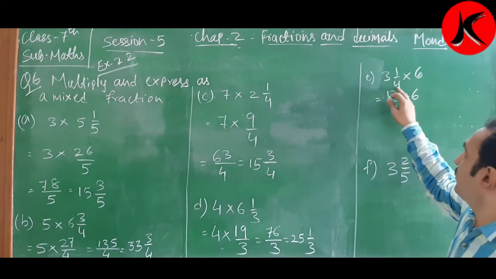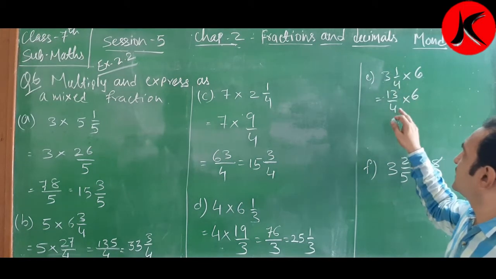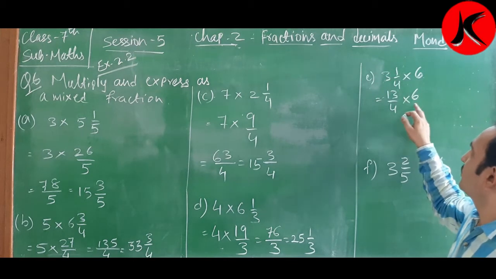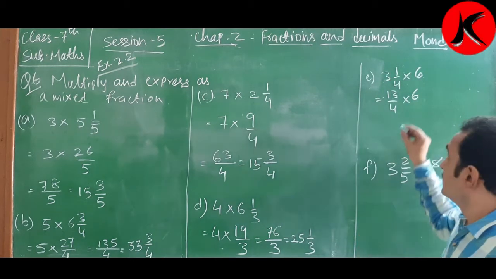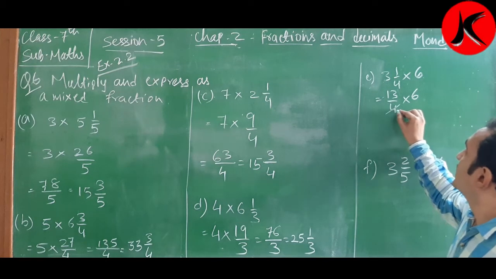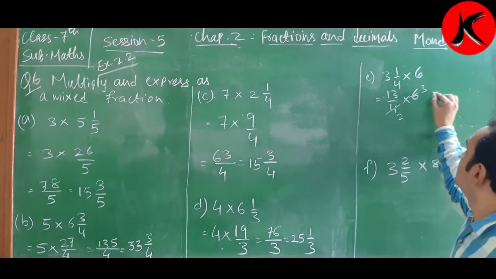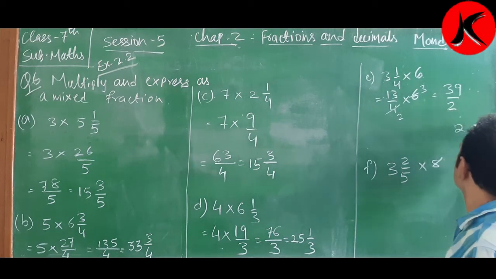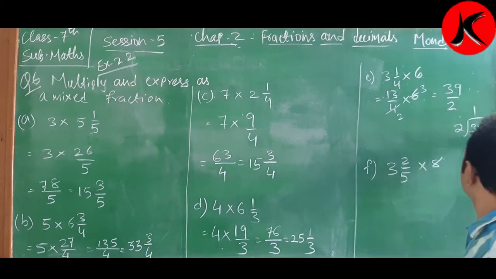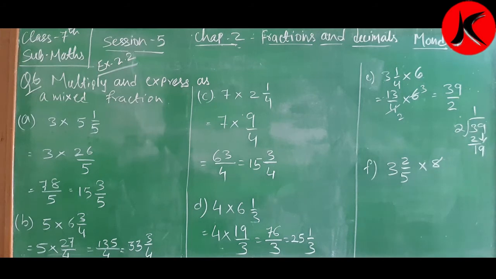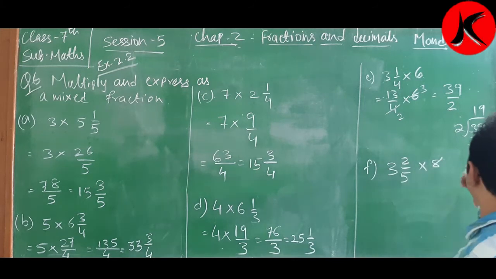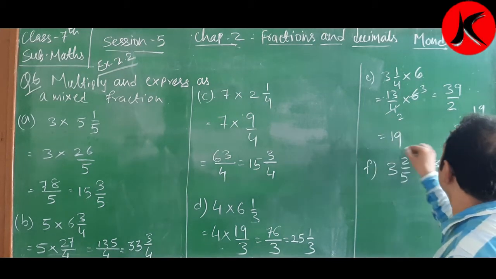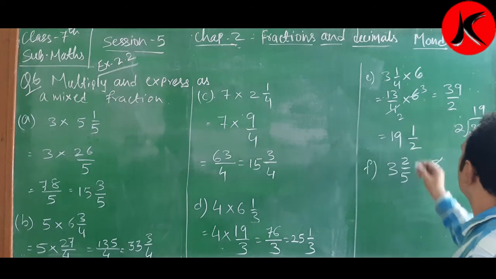In the same way this one, 3 integer 1 upon 4 multiplied by 6. 3 4s are 12, 12 plus 1 is 13 upon 4 multiplied by 6. Cancellation possible as well. 2 2s are 4, 2 3s are 6. Okay, 13 3s are 39 upon 2. Divide करो. 2 1s are 2. 3 minus 2 is 1. Take down 9. 2 4s are 8, 9 minus 8 is 1. So the answer is 19 integer, 19 बीच में आएगा, 1 upon 2.